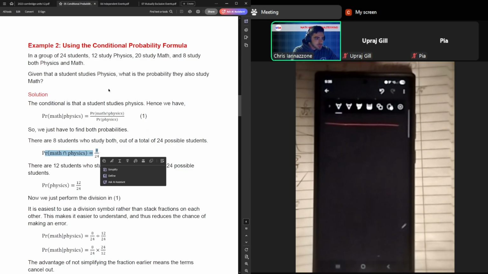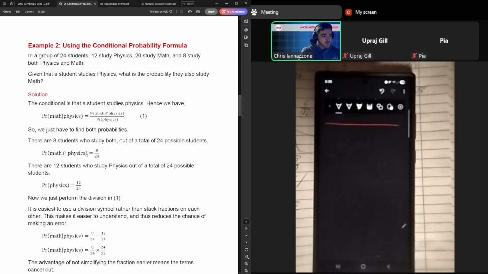Well, the intersection probability, we're told 8 study both physics and math out of a total of 24 students. So 8 out of 24. When you're solving these, because these aren't the final thing that you're looking for, it's okay to leave these unsimplified. In fact, it's better to leave them unsimplified because, as you'll soon see, if you do so, it's pretty likely your denominators will cancel out. But anyway, that gives us the intersection we were looking for.